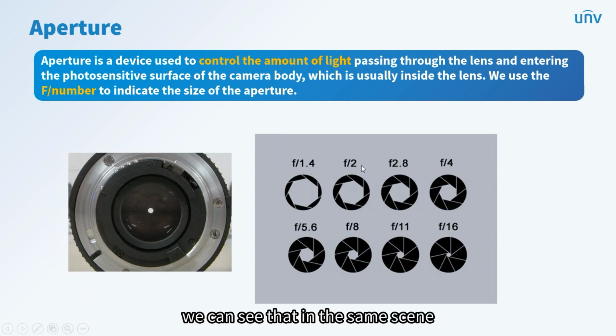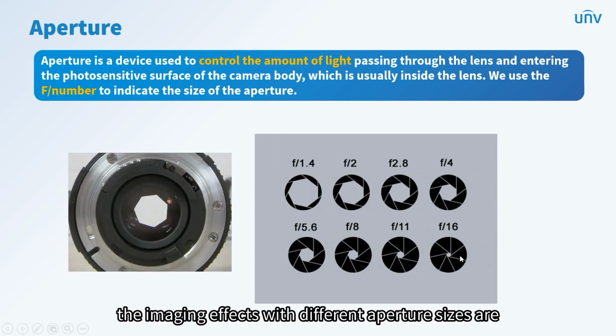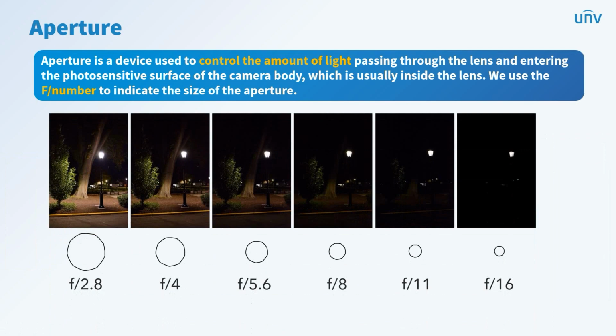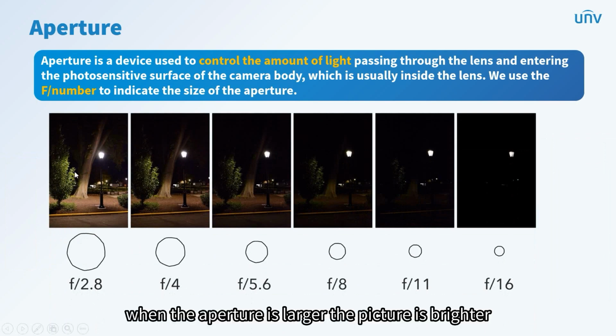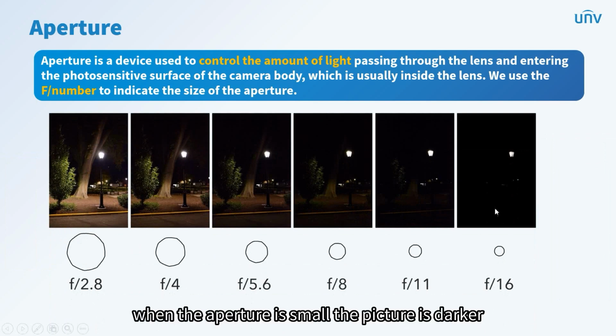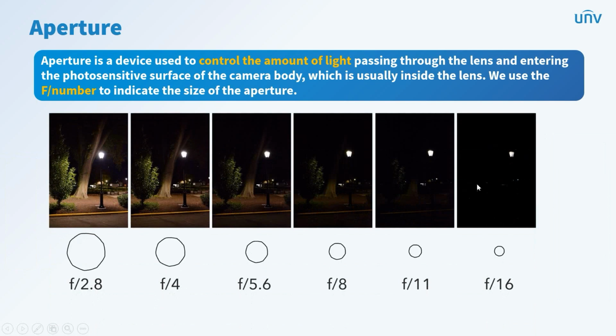We can see that in the same scene, the imaging effects with different aperture sizes are very different. When the aperture is larger, the picture is brighter. When the aperture is small, the picture is darker.